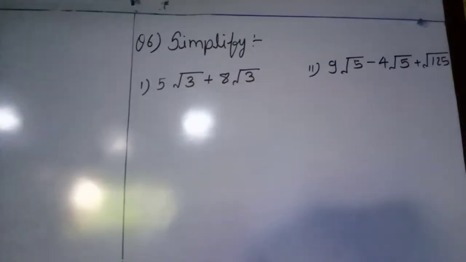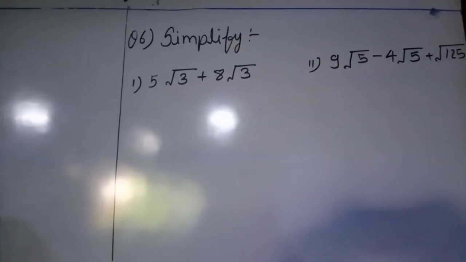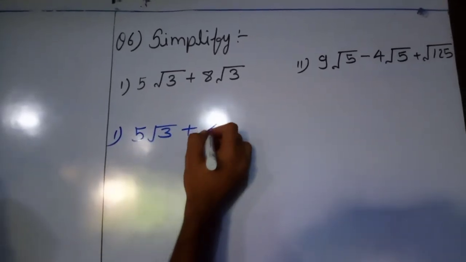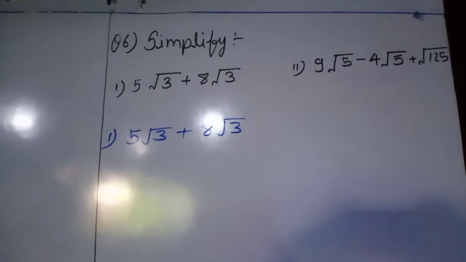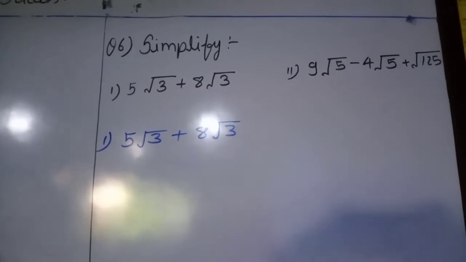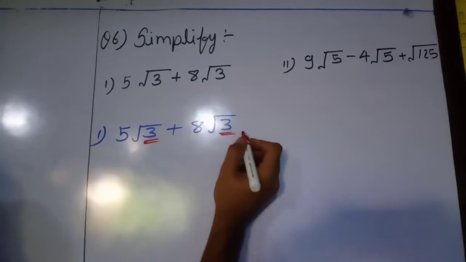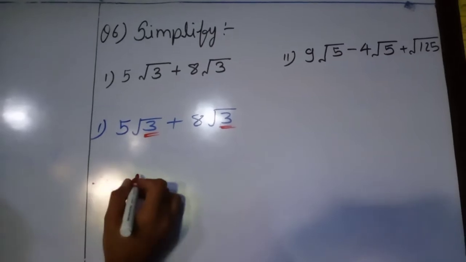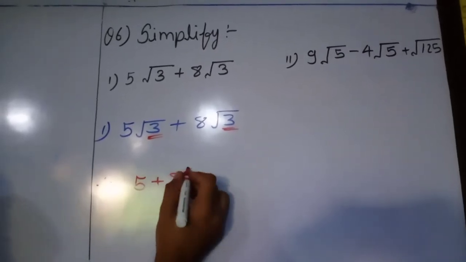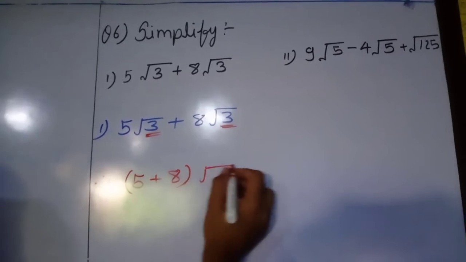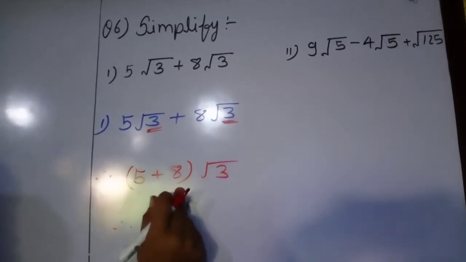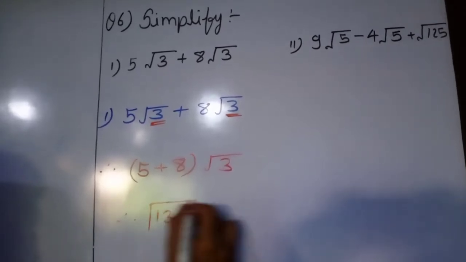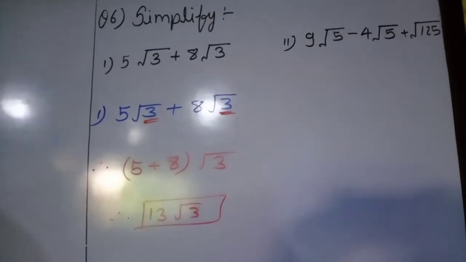Simplify. Here we have a few questions. Now we are going to do the simplification of these. The first one, 5 root 3 plus 8 root 3. As I said, whenever we have addition or subtraction, let's check whether the radicands of both are the same. Here we have the same. Therefore 5 plus 8 comes in a bracket, taking the common root 3. Therefore it will become 8 plus 5, 13 root 3.